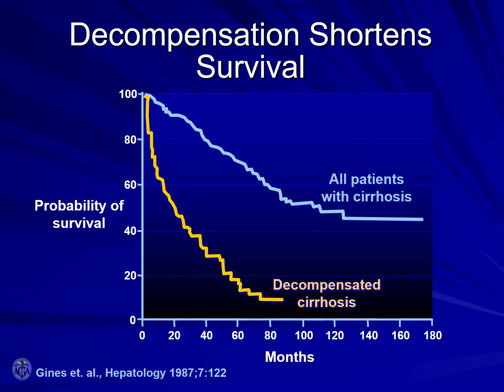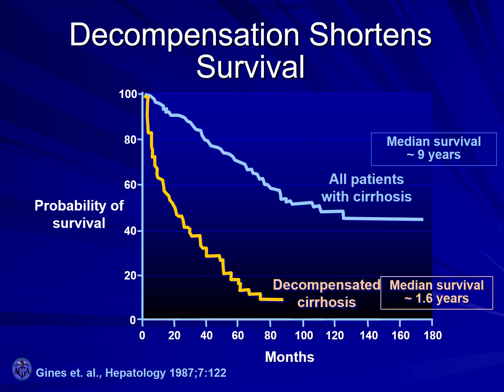This slide shows you how decompensation shortens survival. In all patients with cirrhosis, the median survival is around 9 years. In those who are decompensated, meaning they have hepatic encephalopathy, variceal bleeding, or ascites, the mean survival is 1.6 years. So whenever a patient is decompensated, we refer them for liver transplantation.